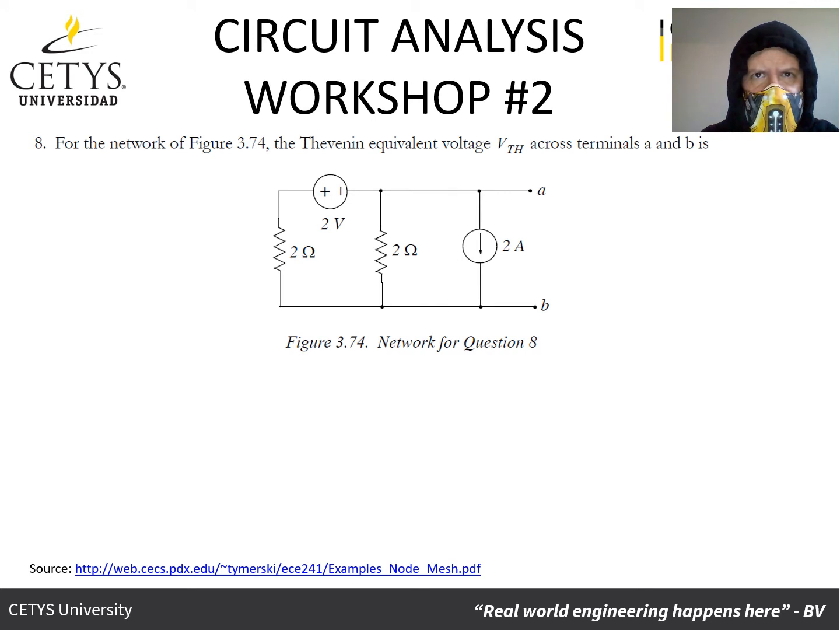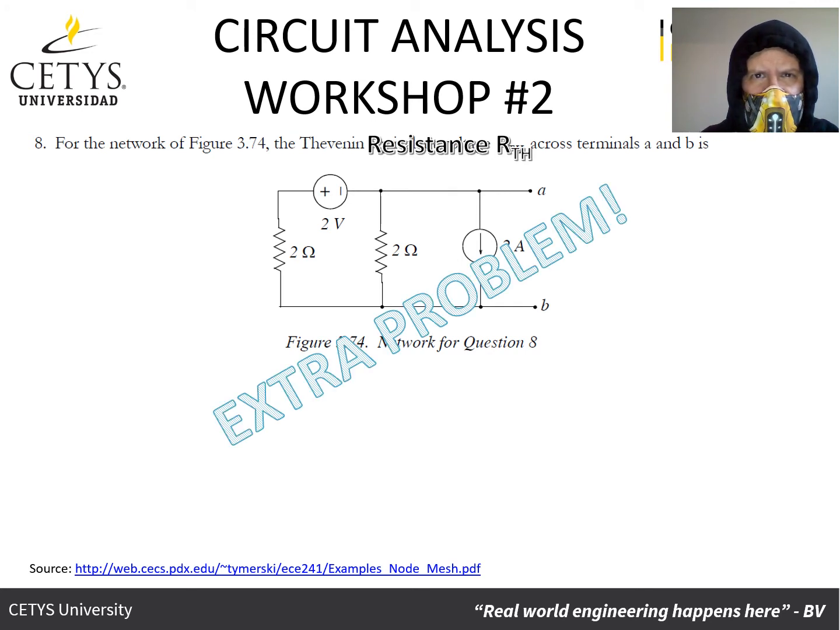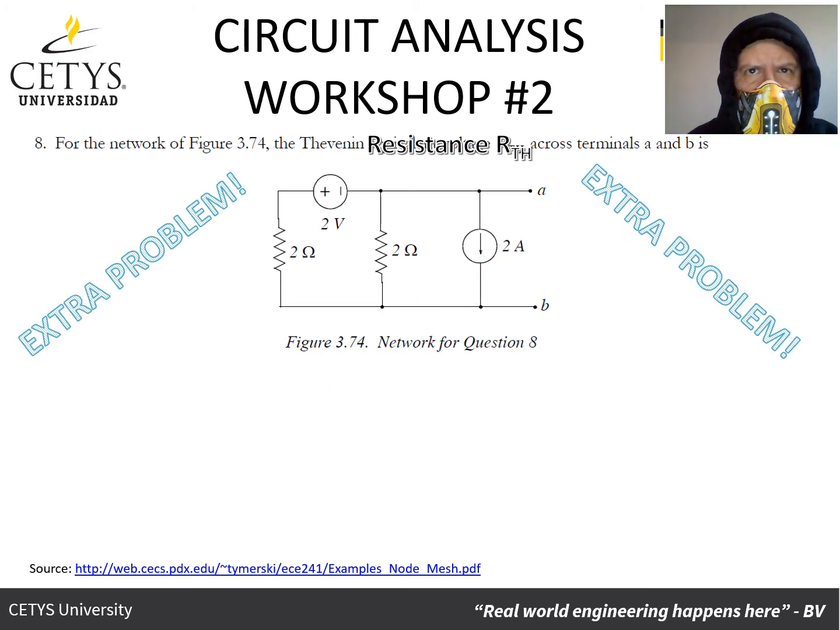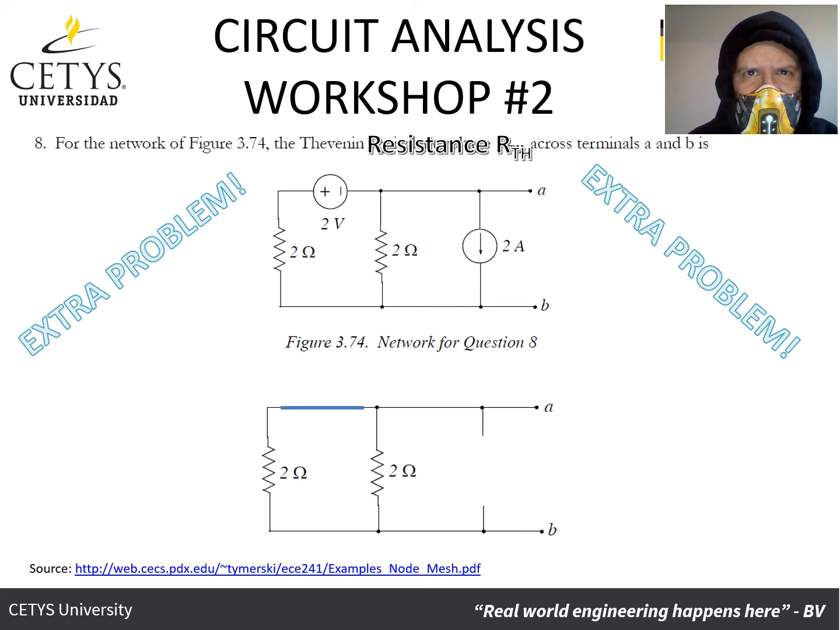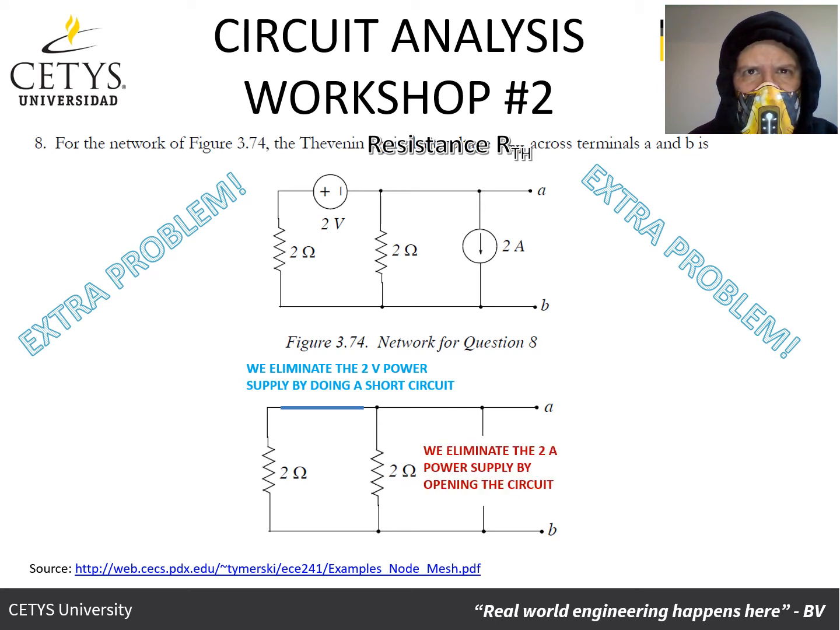So, since we're here, let's do an extra problem that has to do with Thevenin. And so for this extra problem, we already calculated the Thevenin voltage across terminals A and B. Let's now calculate the Thevenin resistance across terminals A and B. The first step to calculating the Thevenin resistance is to eliminate the power supplies. And so we eliminate the power supplies by putting the voltage sources as a short circuit and the current sources as an open circuit.